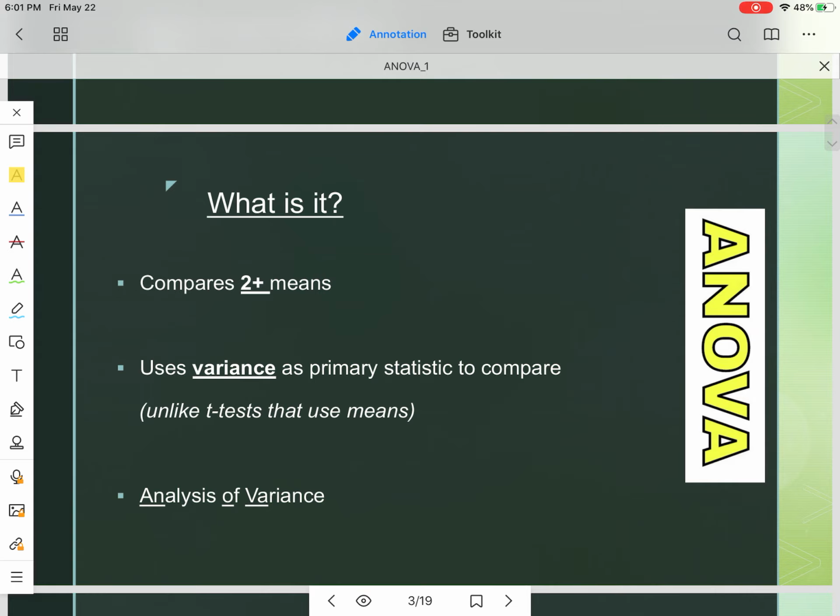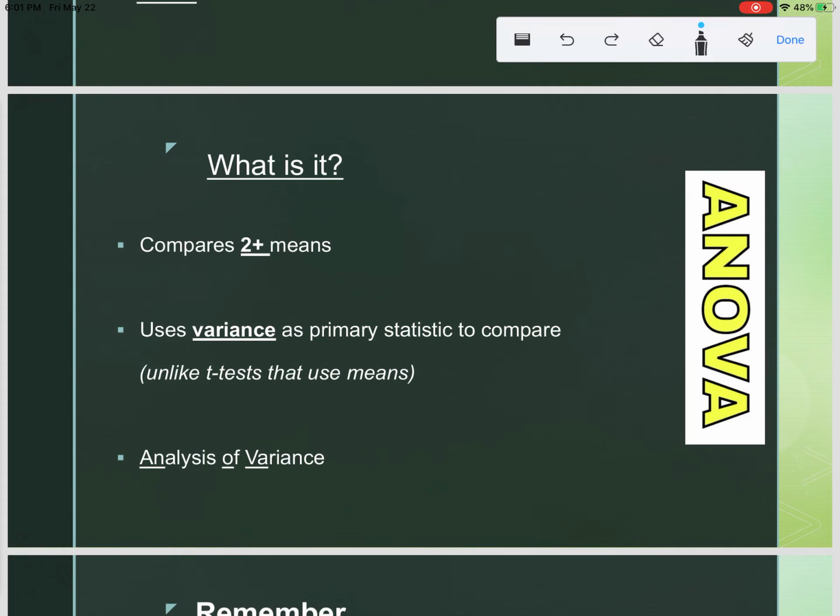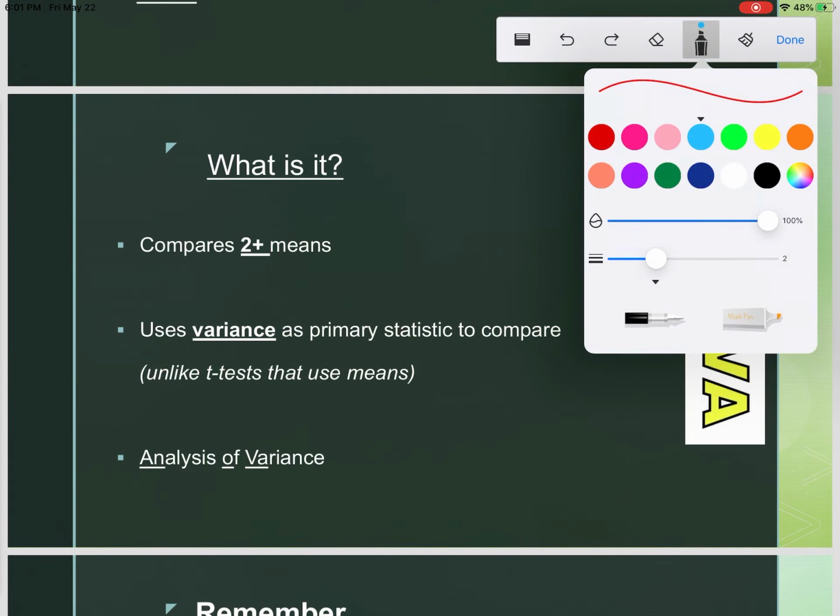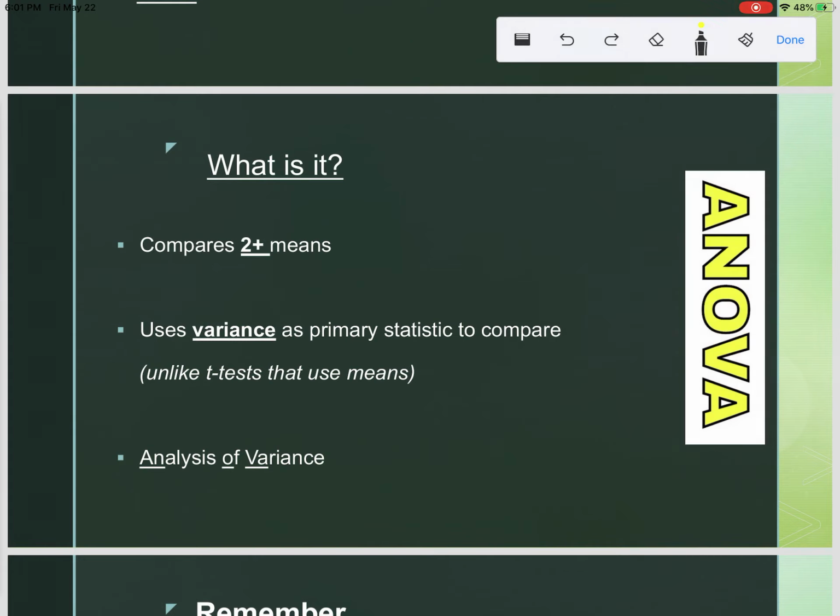Well, it tells us in the name, and they make it sound all complicated and stuff. What color should I choose for this? How about yellow? Let's do yellow. All right. An ANOVA is simply a way to compare two or more means.